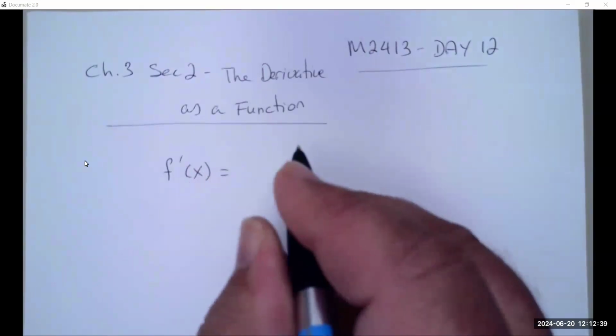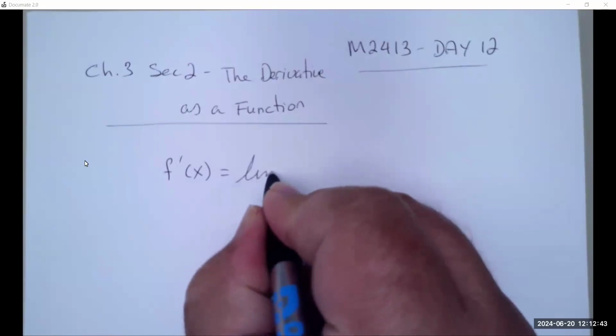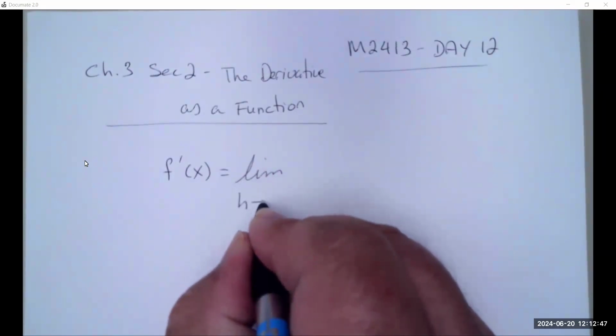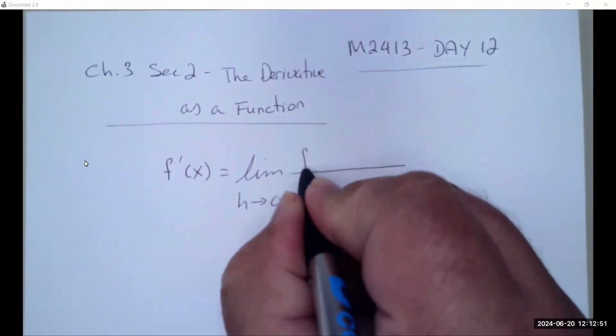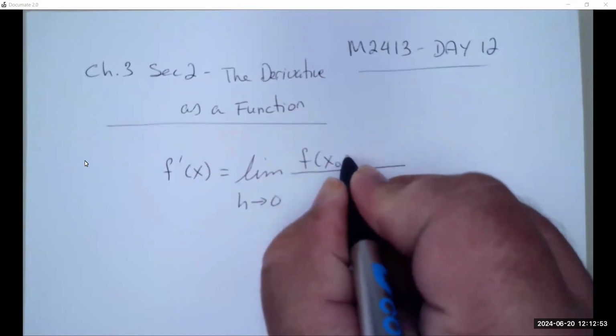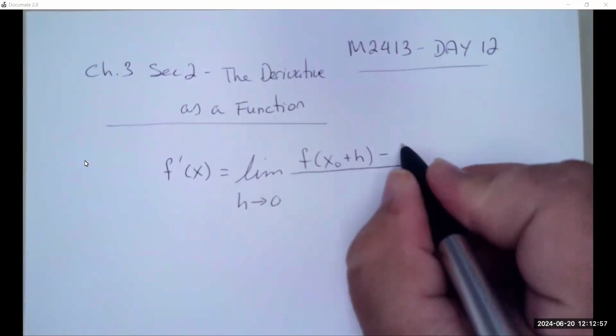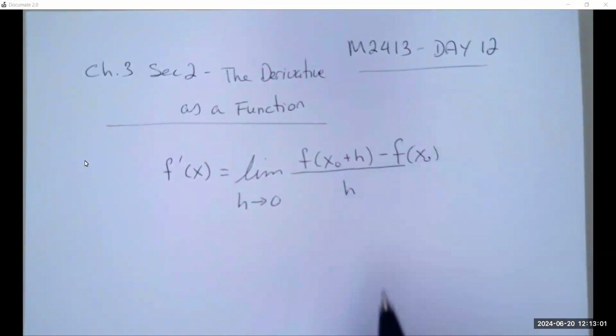Okay, we've just seen that the derivative of a function is given by the formula: the limit as h goes to 0 of the function at any point x plus h, minus the function at any point x.